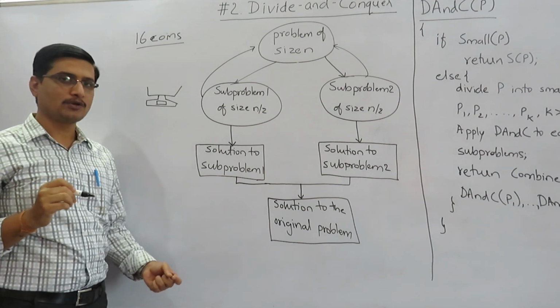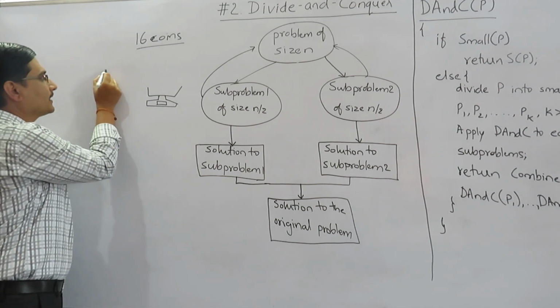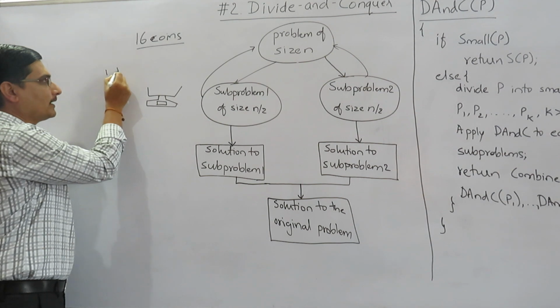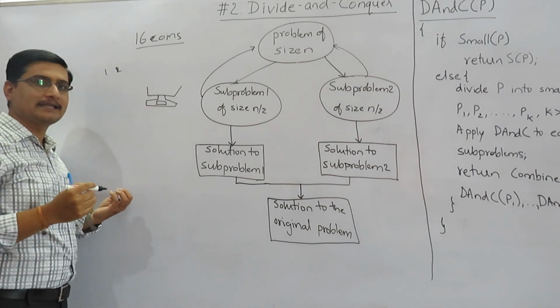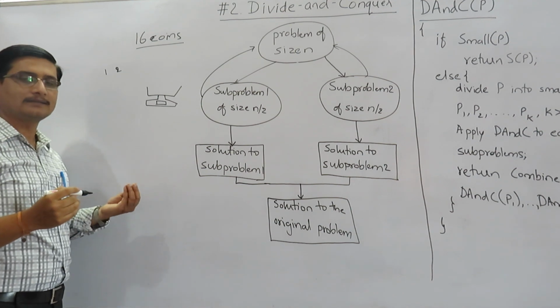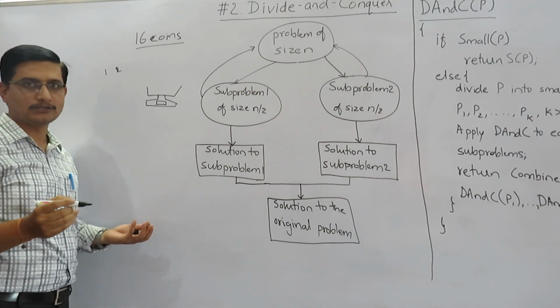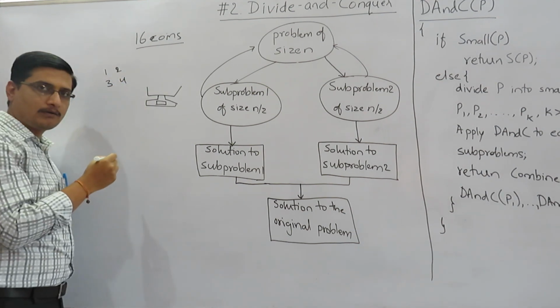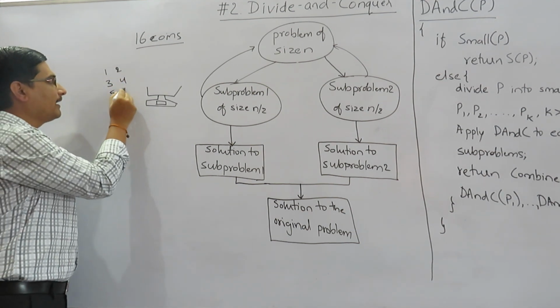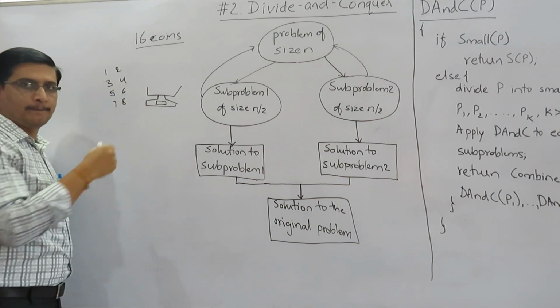If we apply the brute force method, what we can do is weigh coin 1 and coin 2. If any one of them has less weight, then we can say that this is the counterfeit coin and the solution is done. If not, then we have to compare 3 and 4, 5 and 6, 7 and 8, and so on.